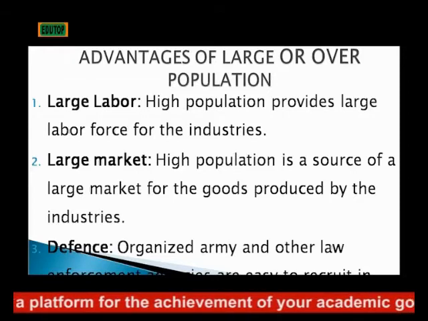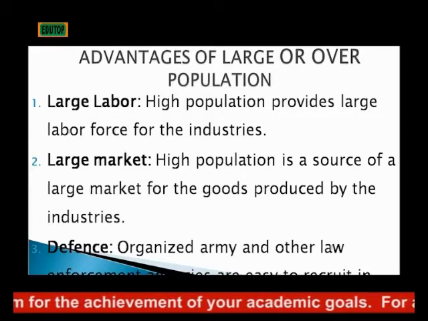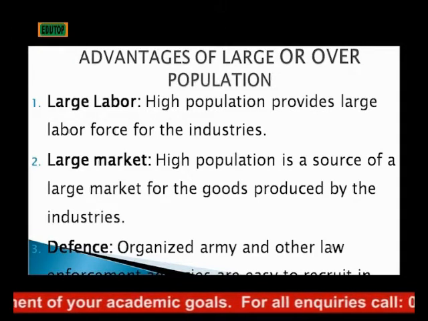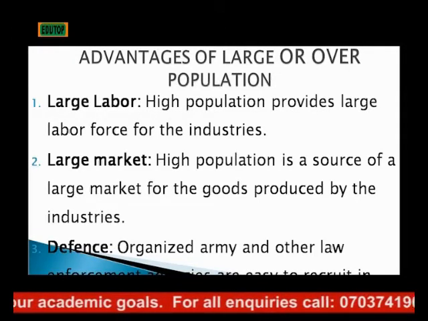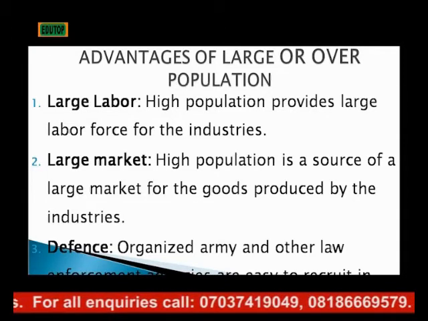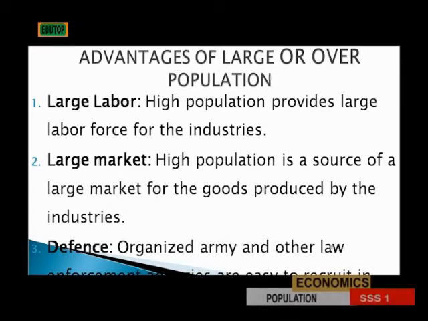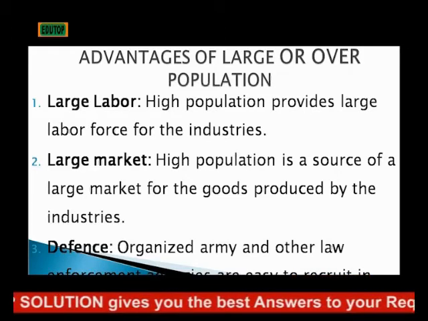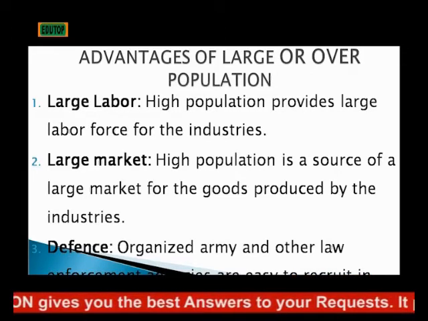Number two, we have large markets. High population is a source of large markets for goods produced by the industry, because there will be more population. Therefore, the transactions in that society, at that period of time where there is high population, will be very high, because the more population, the more transactions that will be taking place.